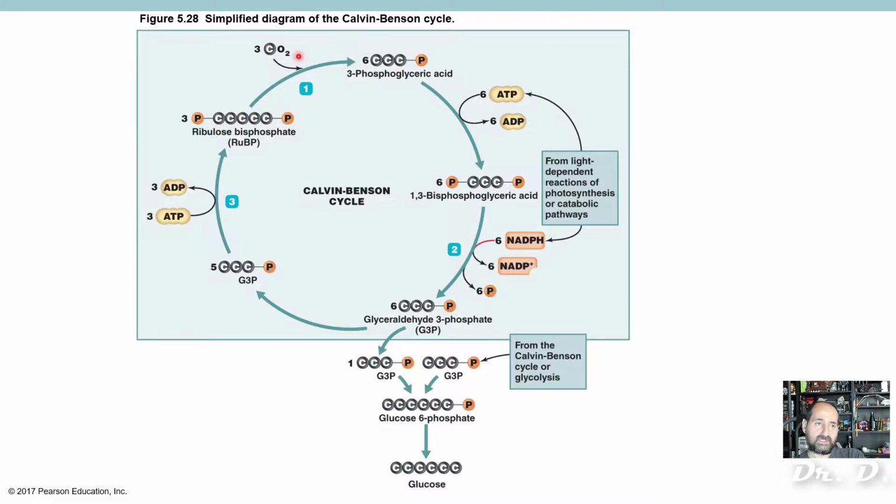And again, the steps to the Calvin cycle are carbon fixation, reduction, and regeneration of RuBP, ribulose bisphosphate. What is required by the Calvin cycle? It looks like CO2 is required from the air. ATP is required from the light reactions, and NADPH is required from the light reactions as well. What are the products of the Calvin-Benson cycle? Glucose is the product of the Calvin-Benson cycle. And what enzyme is responsible for carbon fixation? That's right, Rubisco. Rubisco is the enzyme responsible for carbon fixation.